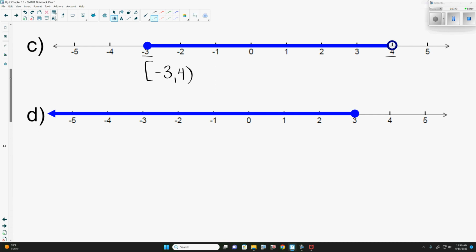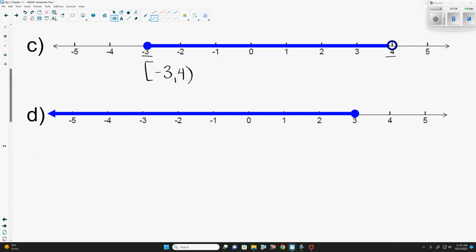Let's look at the next one. Do we have two endpoints? No, because whenever we shade all the way to the arrow and include the arrow, it's going to continue in that direction forever. So one of our endpoints is 3. The other is what? Infinity. Would it be positive or negative? Negative. It's going in the negative direction, yes?